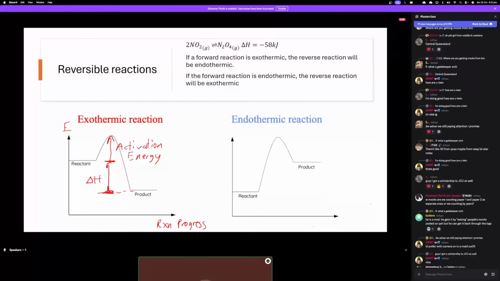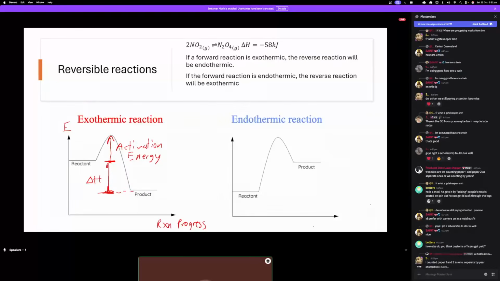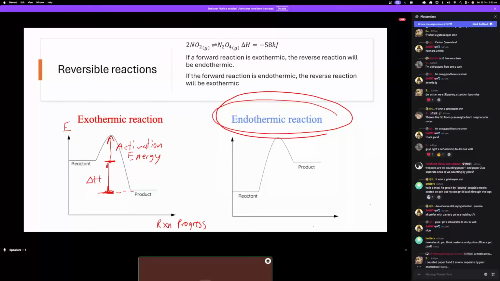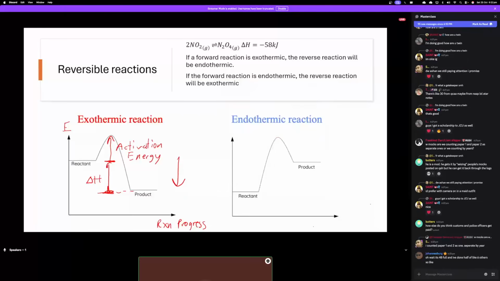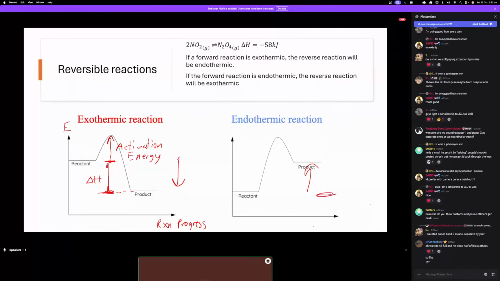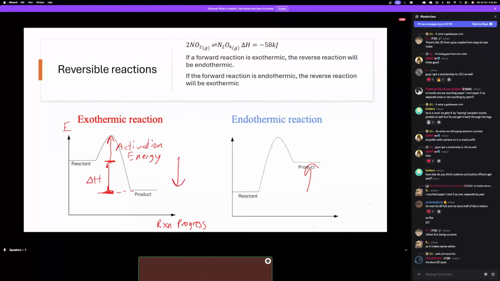What that means is, if my forward reaction is exothermic, which it is in this case, then my reverse reaction should be endothermic, right? If this one releases energy to get from reactants to products, this one must take in energy to get from what was the products to now the reactants. Does that make sense? Hopefully it does. With that, we're going to go on to equilibrium constants.